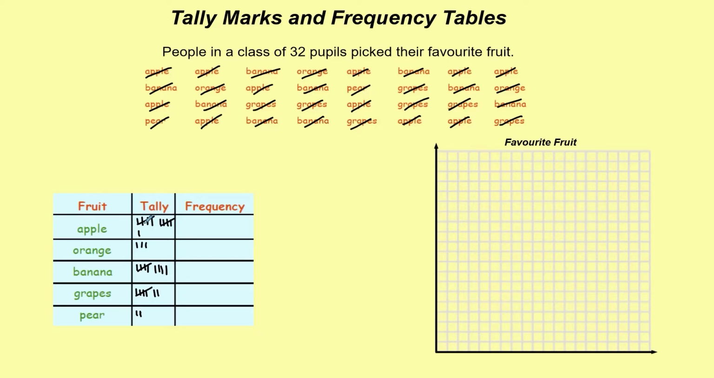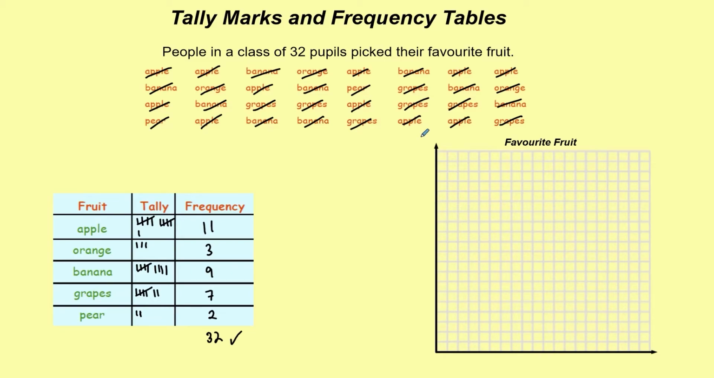So for the top one, we've got 5, 10, 11. So our frequency is just the number of tally marks we've got. So that's 11, 3, 9, 7, and 2. Now, there were 32 pupils in the class, so hopefully that adds up to 32. So that's 11 plus 3 is 14, 23, 30, 32. So that checks out. We've not missed any. And if you go through it systematically, you shouldn't.